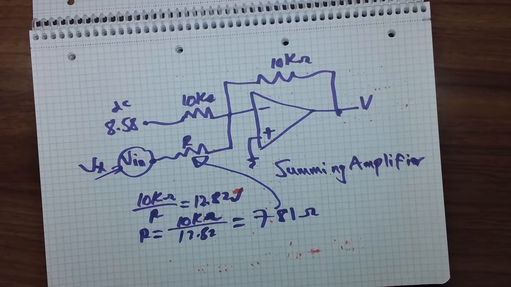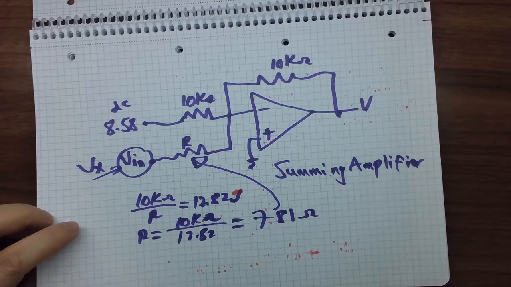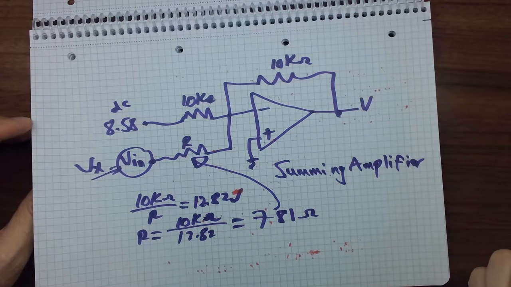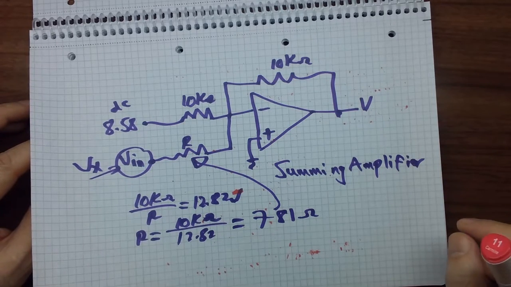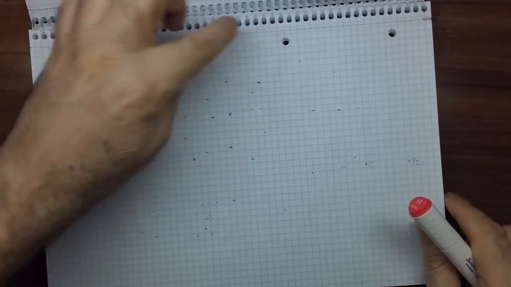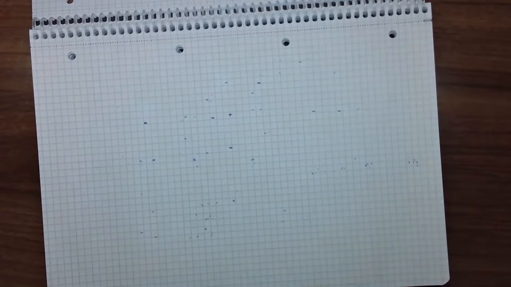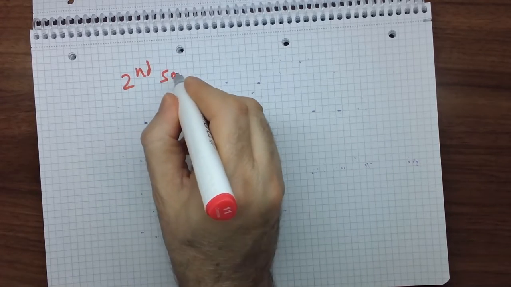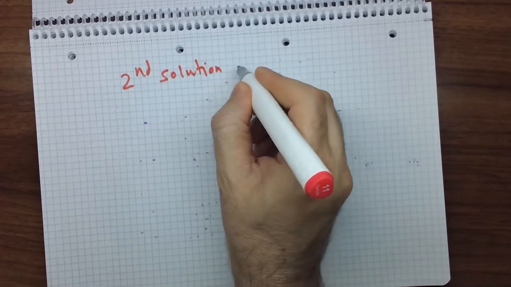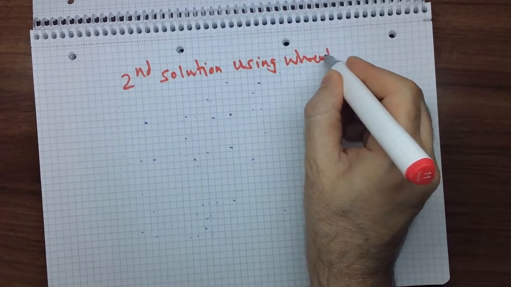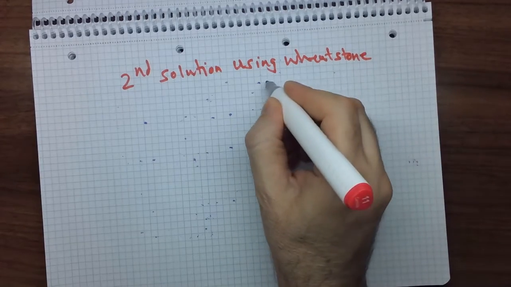Also, we can solve this equation using the Wheatstone bridge. Instead of putting the sensor in the feedback of an inverting amplifier, we can put the sensor in one branch of the Wheatstone bridge. Let us do the second solution using the Wheatstone bridge.